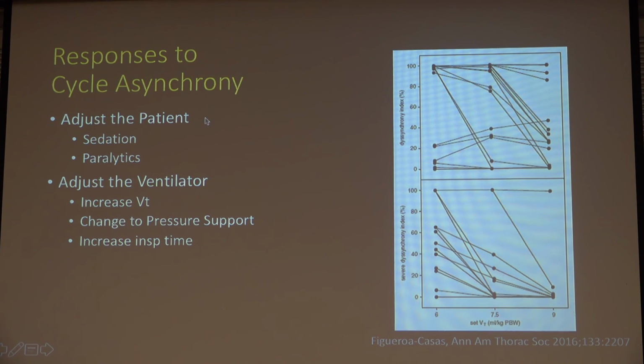In addition to adjusting the ventilator, many people are going to try to adjust the patient by giving increased sedation. And if that doesn't work, paralyzing the patient. And that certainly gets rid of all asynchrony, is paralyzing the patient. But as we talked about, paralysis also has downsides as well, outside of a very limited time period and set of patients. So let's talk about adjusting the ventilator for these patients with cycle asynchrony.